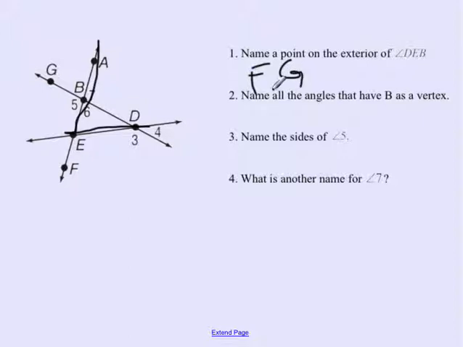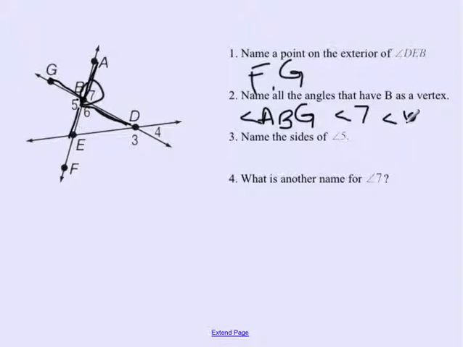Taking a look at number 2, name all of the angles that have B as a vertex. Here is B right there, and we want to find all the angles that have it as a vertex. I have this angle right here. When we name an angle with letters, I write the letters and always put the vertex in the middle, so I would call that angle ABG. Then we have this angle that doesn't have letters but has a number, so I can call that angle 7. If it's just a number, you can name it by that number. Also angle 6, and just like this, angle 5.